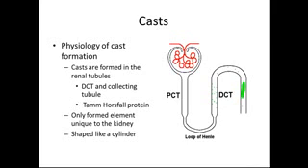Casts are from the distal convoluted tubules and the collecting tubules of the nephron. They consist of the Tamm-Horsfall protein, and they are the only formed element that is unique to the kidney. They usually have a cylinder type shape to them. There are 4 factors that are included in the formation of casts.